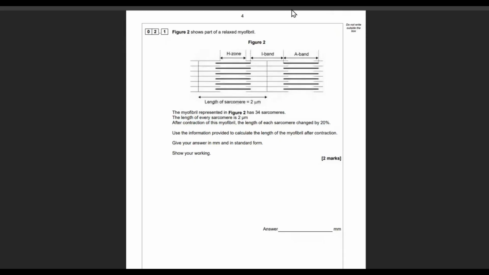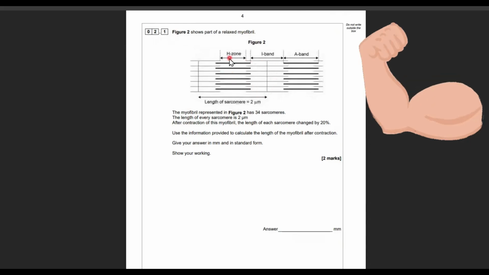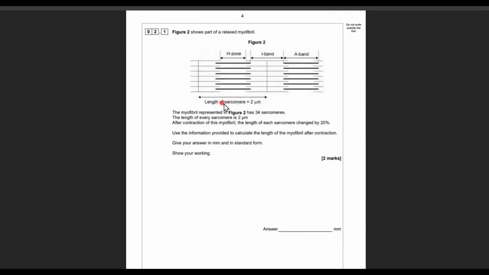Right. Welcome to Let's Get to the Marks, going through question 2. This is an A-level biology question on the muscles from the 2024 paper 2 for AQA. 2.1, figure 2 shows part of a relaxed myofibril. Length of the sarcomere is 2 micrometers.